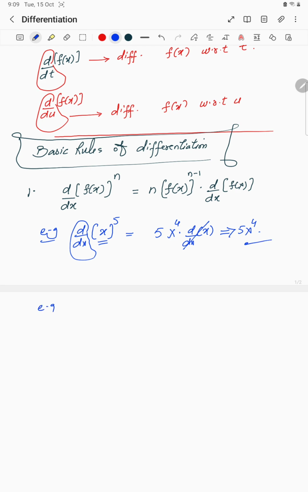Take another example. d by dx, if you have 2x plus 1 power 5, then what to do? Now the function is 2x plus 1 power 5, and we have to differentiate it with respect to x. As per rule 1, you multiply the power before the function, make the power one less, times the differentiation of only the function.